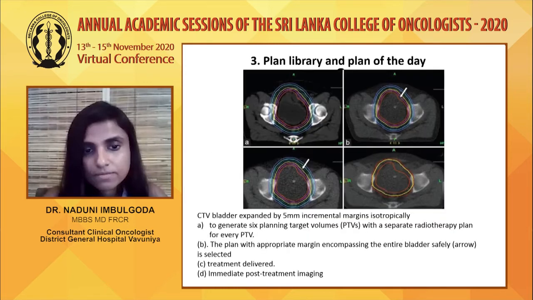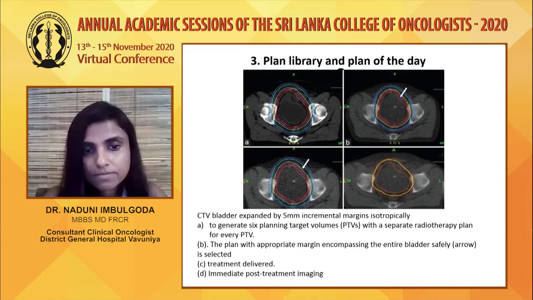The third option for pelvic IGRT and IMRT is plan libraries and plan of the day. This is a typical bladder plan where the plan of the day approach has been used. The CTV bladder is expanded with incremental isotropic margins of 5 millimeters, and we have created 6 PTV plans here. So there are 6 PTVs with separate 6 radiotherapy plans for every possible PTV we can assume by creating 5 millimeters isotropically around each CTV. On the day of treatment, we select the appropriate PTV plan and deliver the treatment.